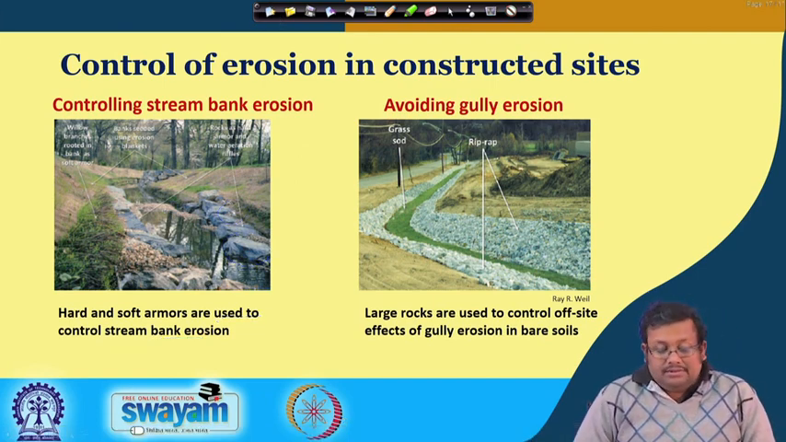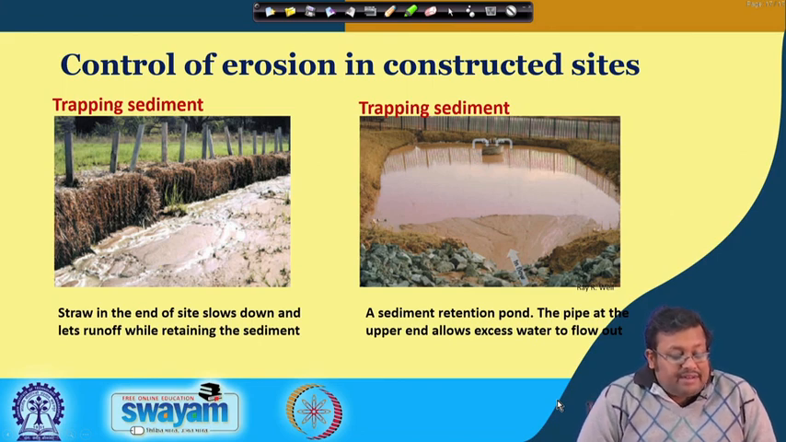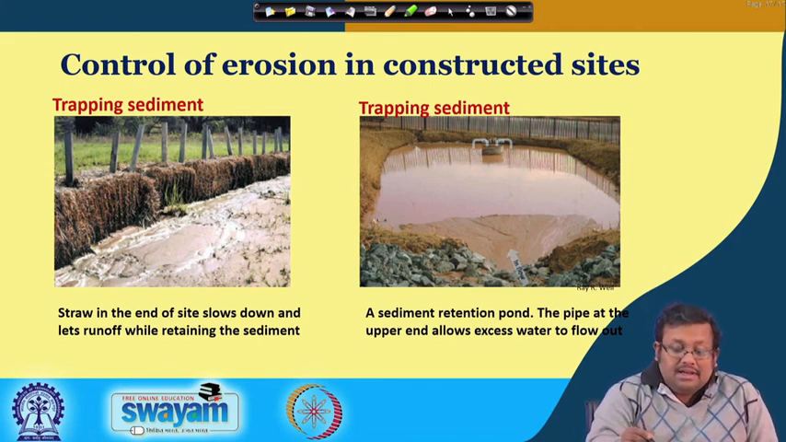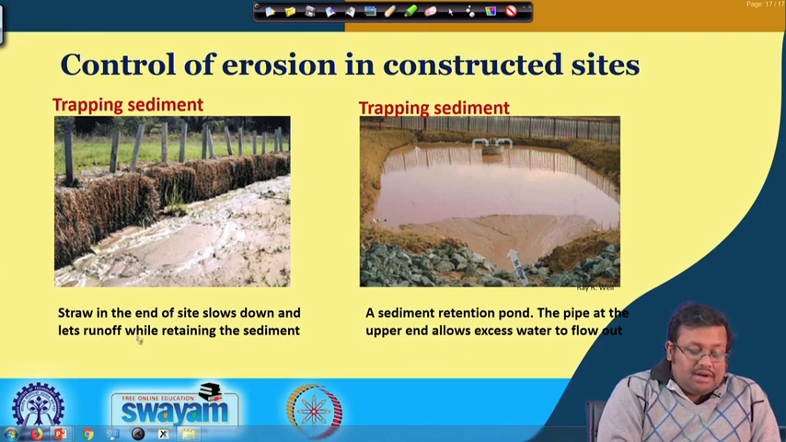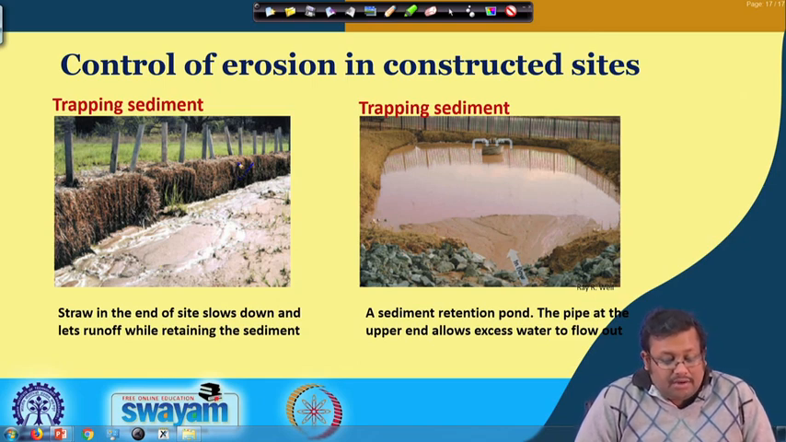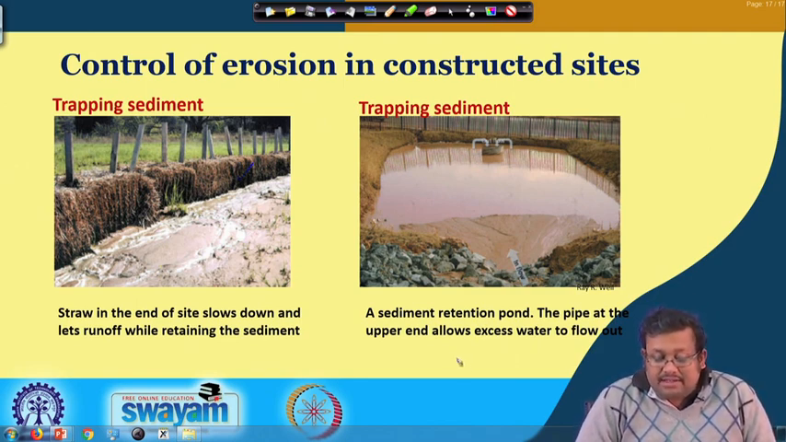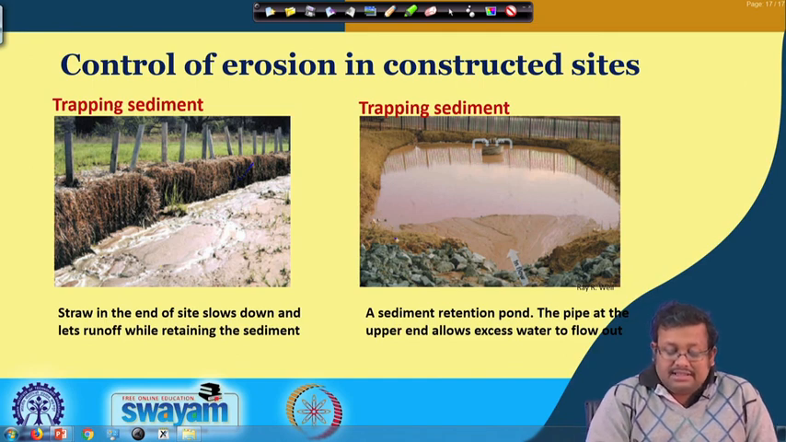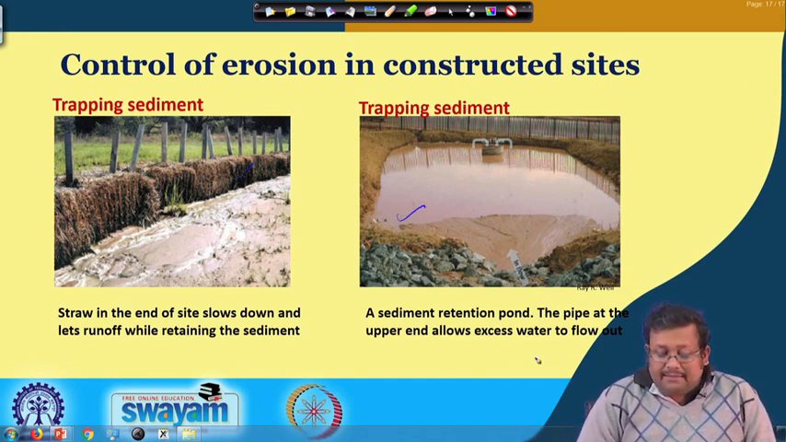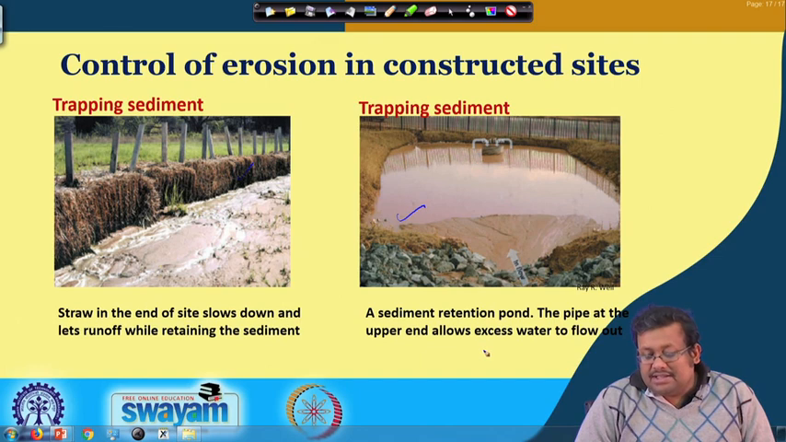And again, trapping the sediments: you can see here we are using straw at the end of the site to slow down the runoff while retaining the sediments. And here you can see another way of trapping sediment. It is a sediment retention pond, and the pipe at the upper end allows excess water to flow out.